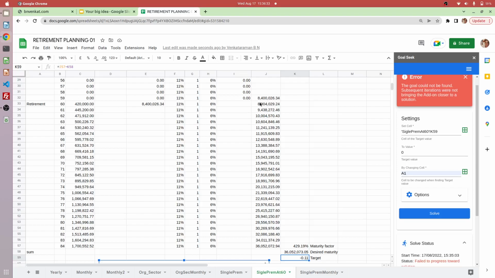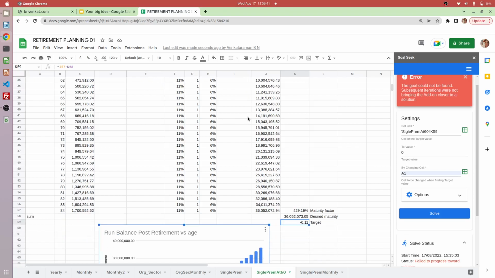See, the run balance is 84 lakhs. Out of 84 lakhs, 4 lakhs is taken out for that year. Next year, 4.45 lakh, and so on. In the meantime, we have got a return of 11%, and accordingly we got a balance of 3.6 crore. Now let us go to the web page.